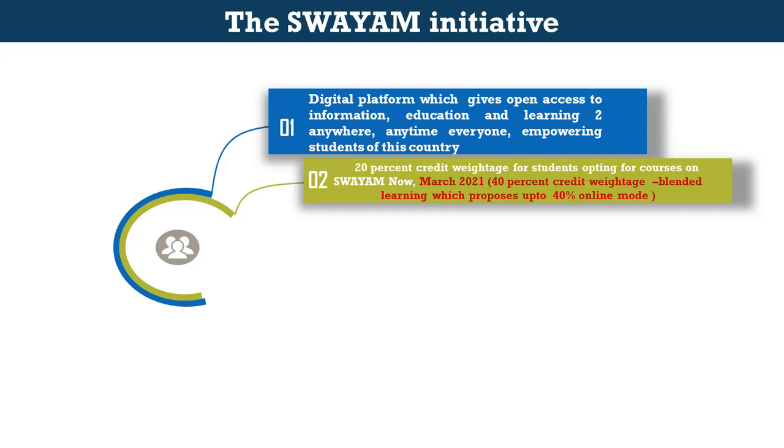Looking at 20% of the credit, each semester should have one course given as an option for Swayam. That was in the earlier guidelines of 2016. Then after COVID, in March 2021, they introduced new guidelines, released by the University Grants Commission as well as AICTE. They give up to 40% of the credit weightage for MOOCs. This is something very important to understand.